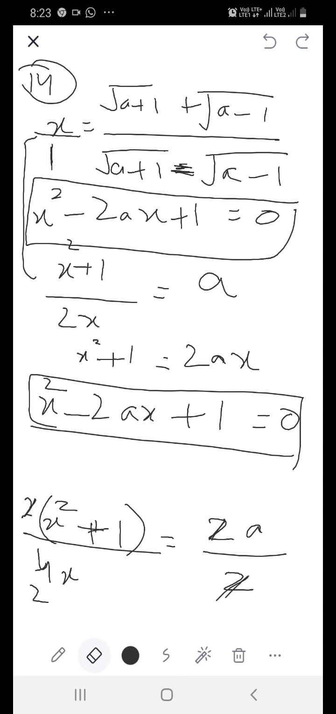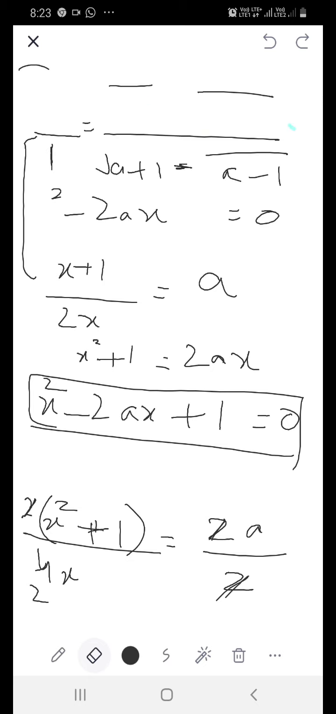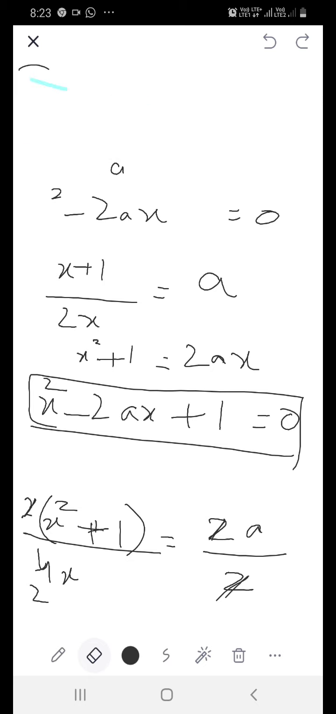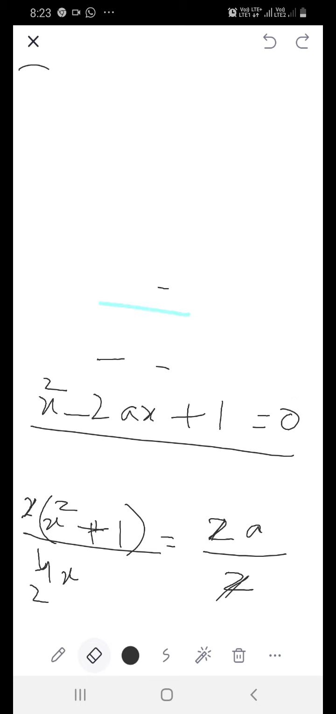Now I am going to take up one more question. That is the 16th question. And in the 16th question, it is given that a cube plus 3ab square upon b cube plus 3a square b is equal to 63 upon 62.